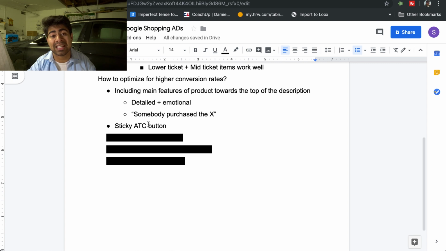So this specific sticky add to cart button will make them work less and increase your conversion rates in the end. And you can achieve a sticky add to cart button by just downloading one of those apps. There are a lot of apps out there which offer this. So definitely get this for your store, especially if you run Google Shopping ads.